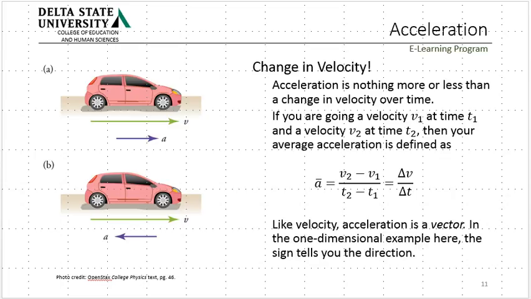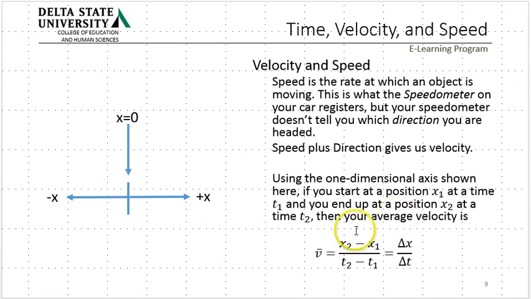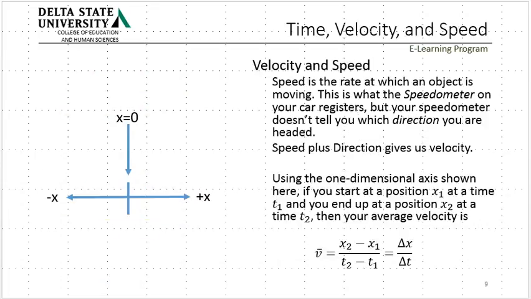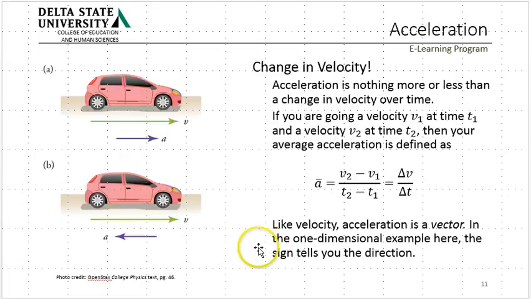When we change our velocity, that is called acceleration. Acceleration is just a change in velocity, and just like we measure change in position over time as velocity, change in velocity over time is acceleration. So this one looks very much like this one, right? Acceleration is also a vector, and acceleration is a vector because velocity is a vector. So acceleration has a direction.